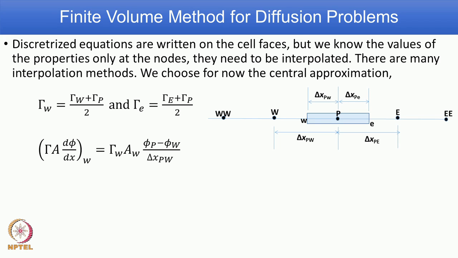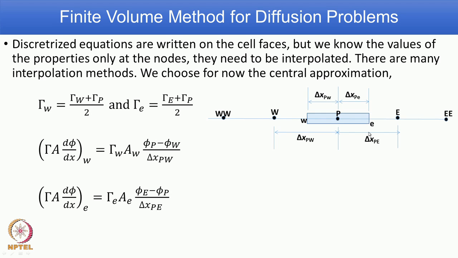The next term in the discretized equation is gamma A d phi by dx at W. So, we write this as gamma W A W and this d phi by dx at the west face. So, we know the function value at P node, we know the function value at W node, again use approximation between these two nodes and we get phi P minus phi W over delta x P W as shown here. That is the distance between node P and node W, that is what is shown here.